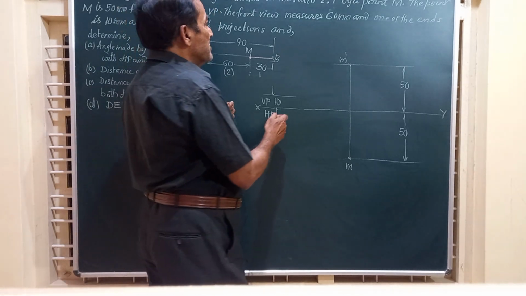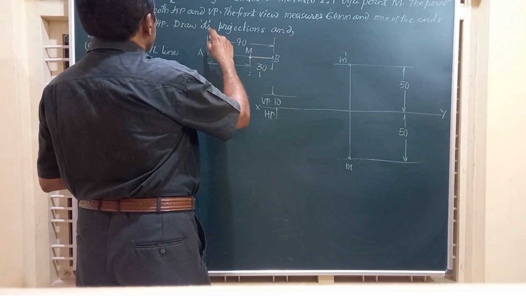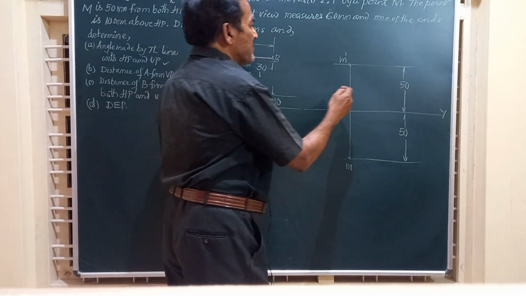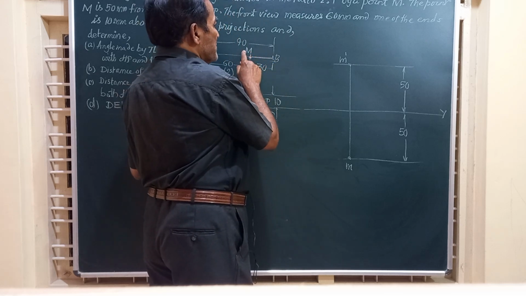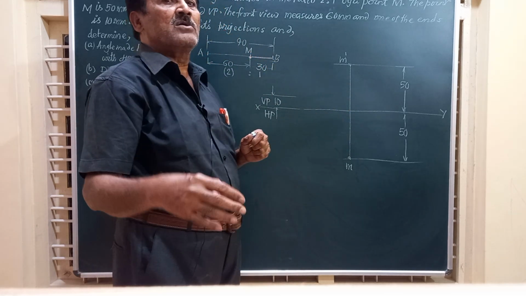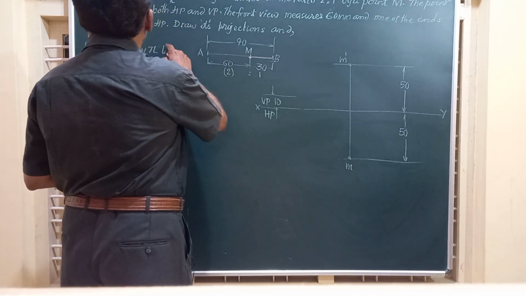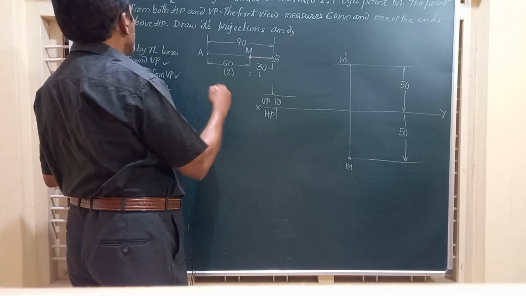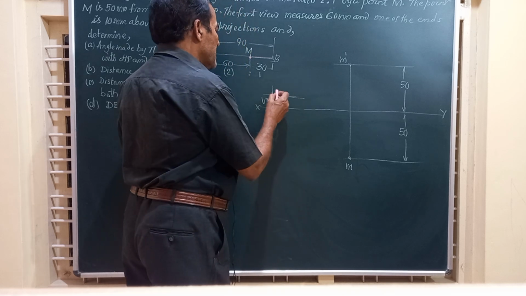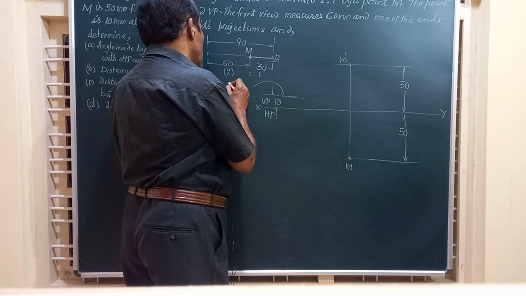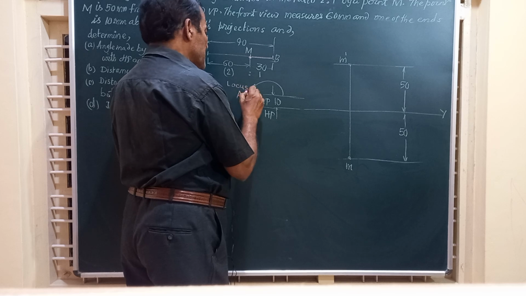Friends, we have here the other data that the point M which is dividing is 50 mm from both HP and VP. So I've marked M dash and M, the projections of this point, at a distance of 50 millimeter from both HP and VP. Next, it has also been given that one of the ends is 10 mm above HP. So I am going to take this as the end A of the line and I will mark it as locus of A. Locus of A is this.